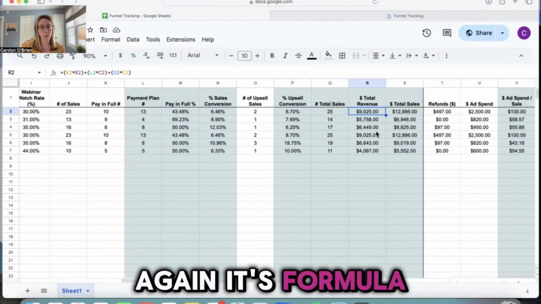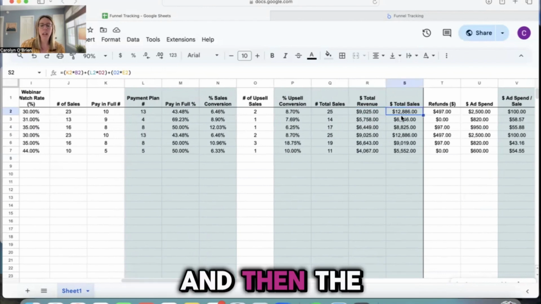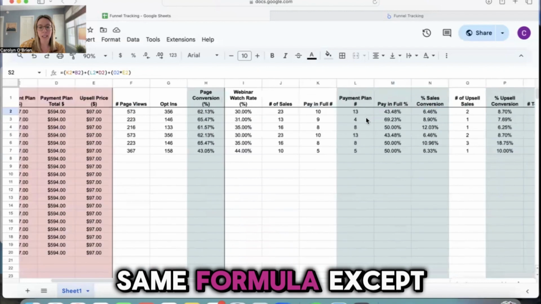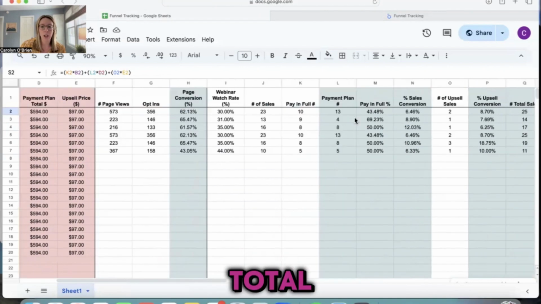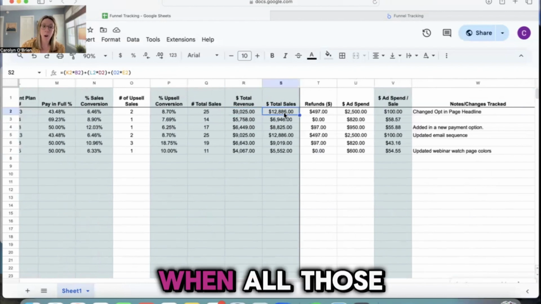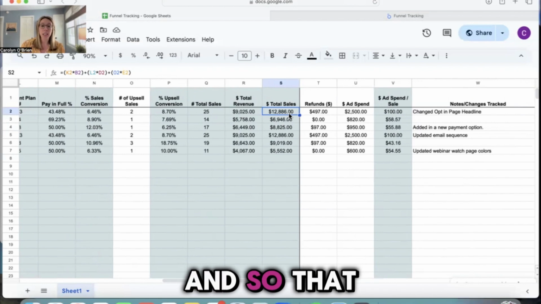Again, it's formula, so you can just drag it down each time once that formula is set. And then the sales is looking at the payment plan. So it's the same formula, except for the payment plan sales, it's looking for the payment plan total. So cash collected up front for the week was just over 9,000, but when all those payment plans are in, it will be almost $13,000. And so that is a pretty big difference.